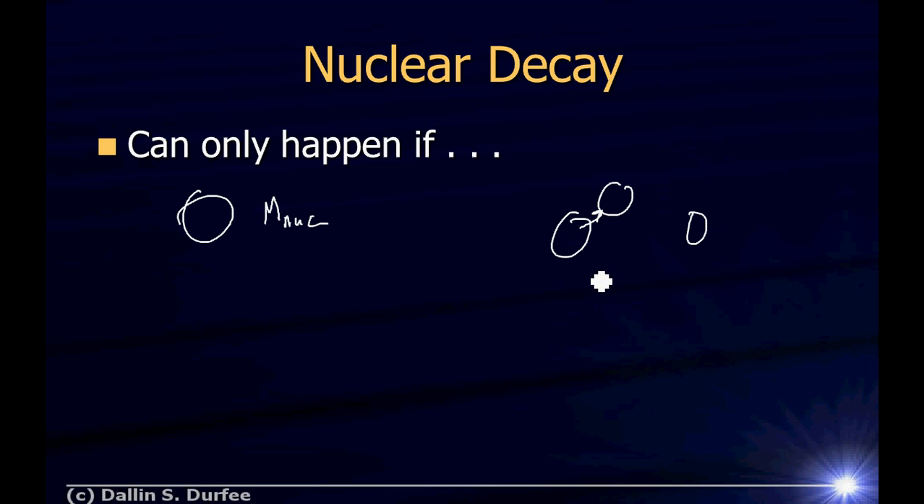So nuclear decay can only happen if this mass, the mass of the nucleus, is greater than or equal to the sum of the masses of all of this other stuff that I'm left with when I'm done, whatever I'm left with when I'm done.